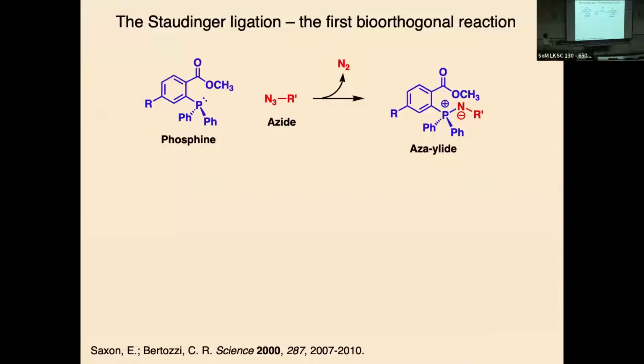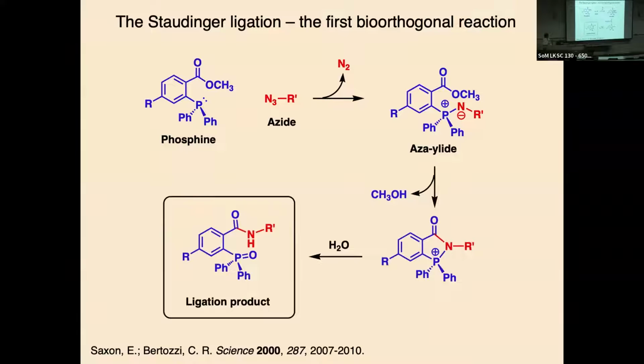She simply introduced a methyl ester ortho to the phosphorus atom. So what happens is that the phosphine and the azide react. You get that same intermediate, the azaylid, but now this nitrogen atom is situated where it can react intramolecularly with the ester, cleaving the ester and forming an amide bond. And then methanol is ejected as a leaving group.